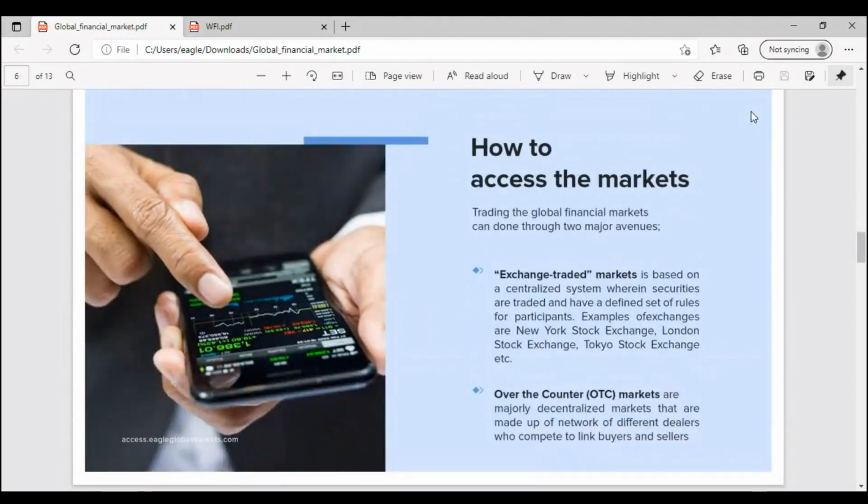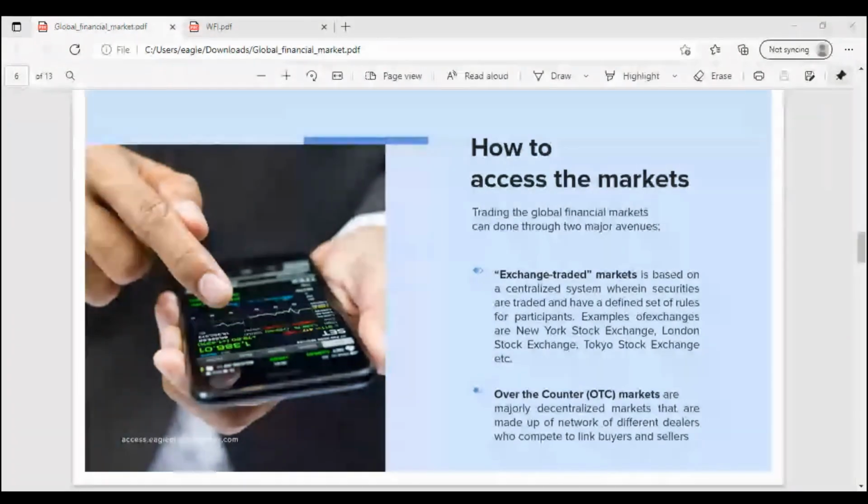Now, how to access the global financial markets? Trading global financial markets can be done through 2 major avenues. Exchange traded markets such as New York Stock Exchange, London Stock Exchange, Tokyo Stock Exchange, the Australian Stock Exchange, and the likes. These are centralized types of markets, okay? These are centralized. It's not decentralized.